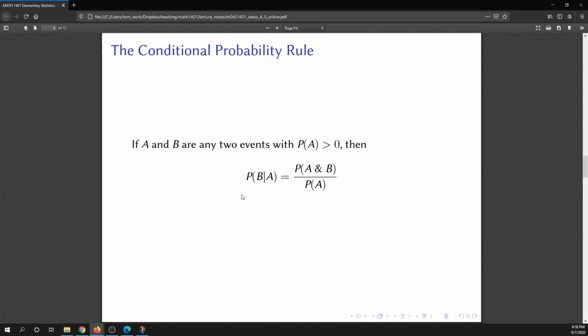So really, this is nothing more than a formalization of that process that we were talking about before. And obviously, the probability of A has to be greater than zero, because we're dividing by the probability of A, and if it's zero, then you can't divide by zero. All right. So let's take a look at an example problem.